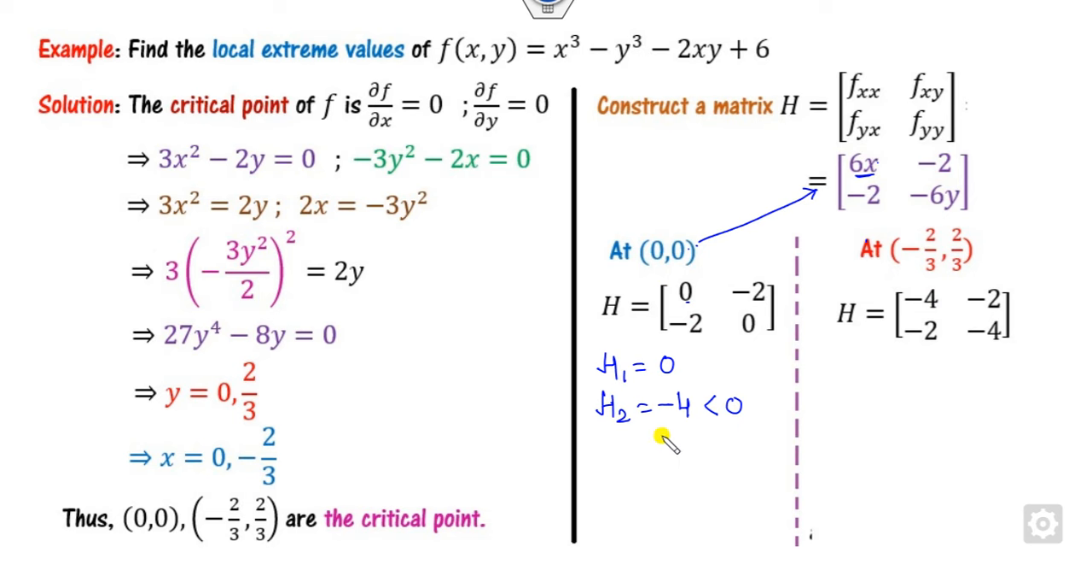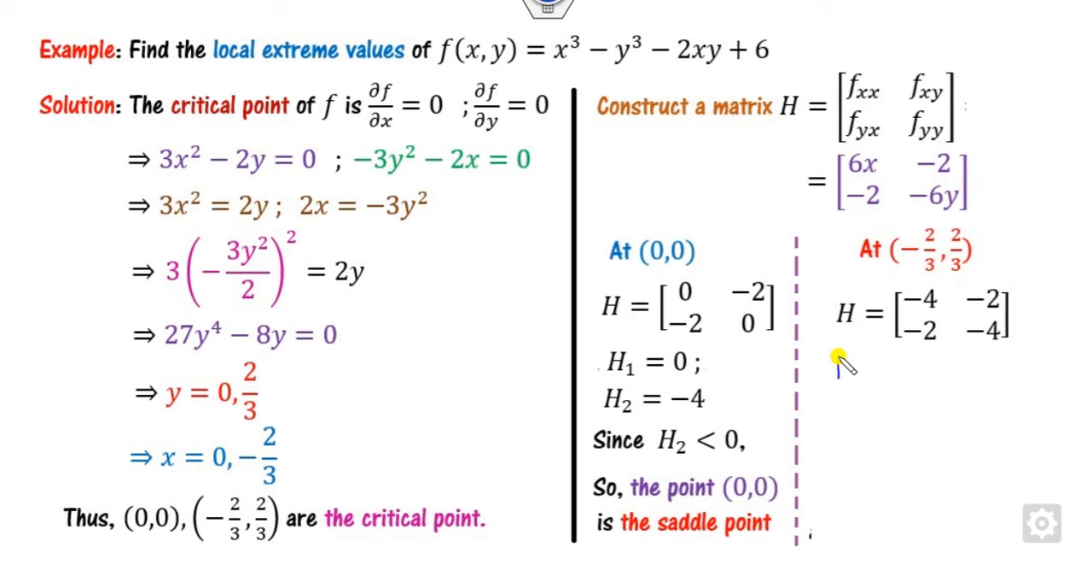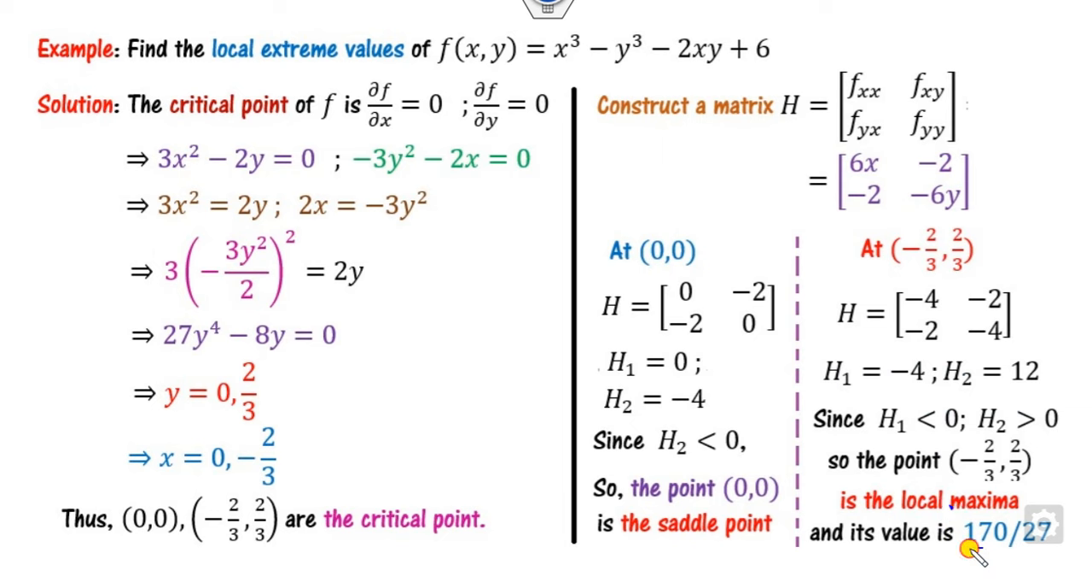So what is the meaning of that? When it is less than 0, it means this is a saddle point. So therefore 0, 0 is a saddle point. Look at this value. What is h1? h1 is minus 4. What is h2? It is 16 minus 4, which is 12, which is greater than 0, and this value is less than 0. So when h1 is less than 0 and h2 is greater than 0, it is the point of local maxima. So you can see it is a point of local maxima. So 0, 0 is the saddle point, and this point is a local maximum.